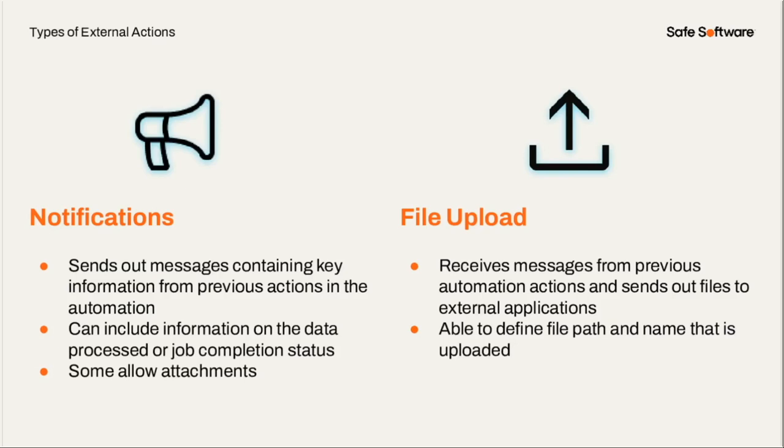Notifications send out messages with information from previous actions in the automation, such as the data processed or the job completion status. Some even allow attachments like our email action does. The file upload sends out files to external applications in response to the messages from the previous actions. And this process is customizable, and you can define the file path and name to be uploaded.